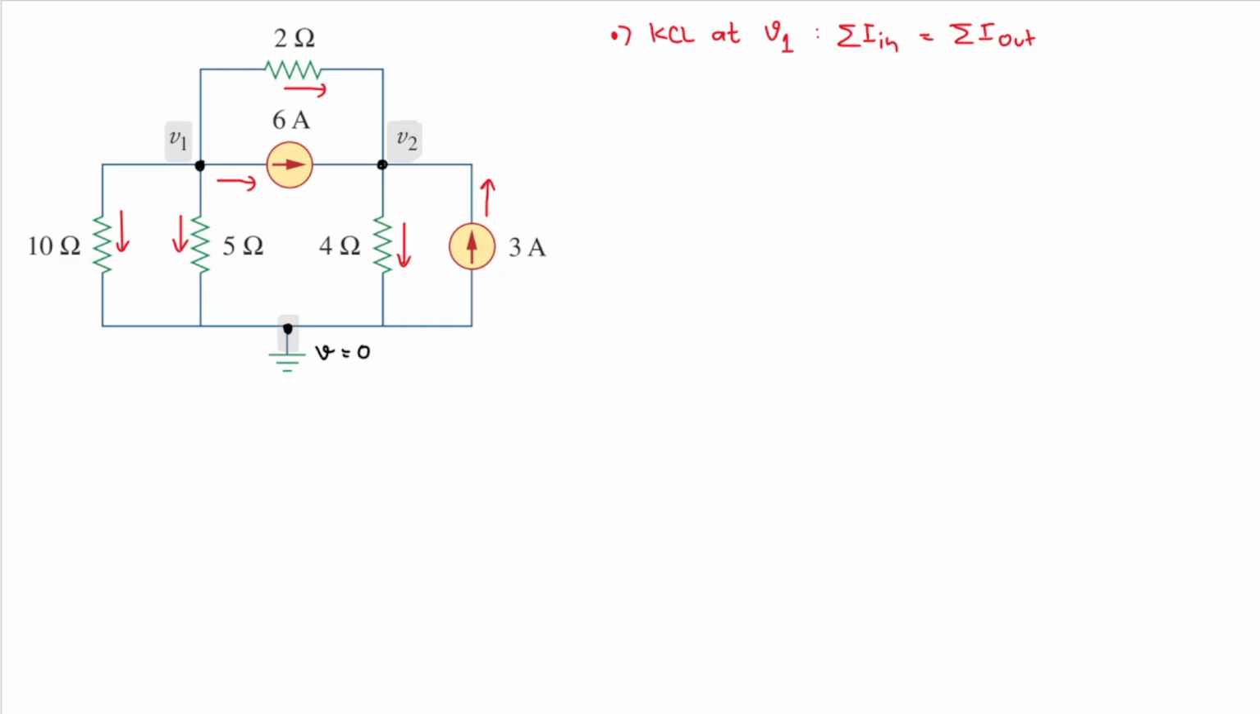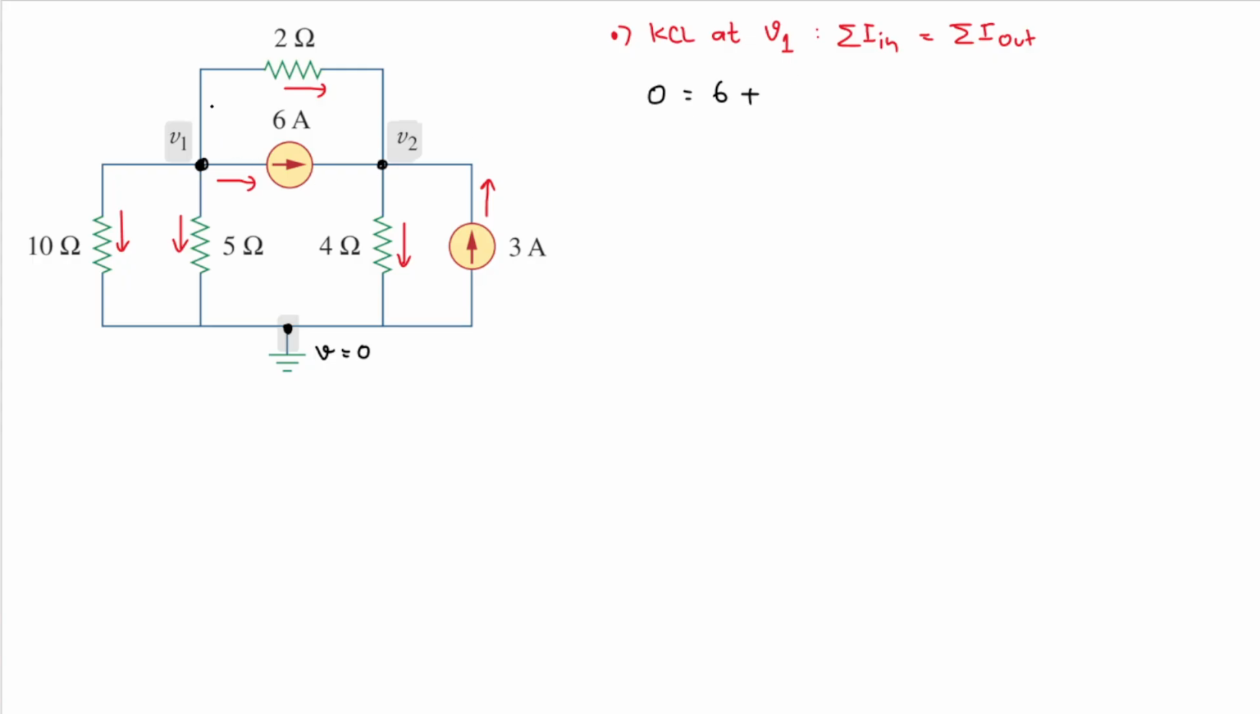Now at V1 here, which current is going in? I think all the currents are going out from V1. So we can just put 0 for the current that goes in, right? And then let's do the currents that go out. There are 1, 2, 3, 4 currents that go out. The most obvious one is this one here, which is 6 ampere, right? So 6 ampere going out from V1. So I will have 6.